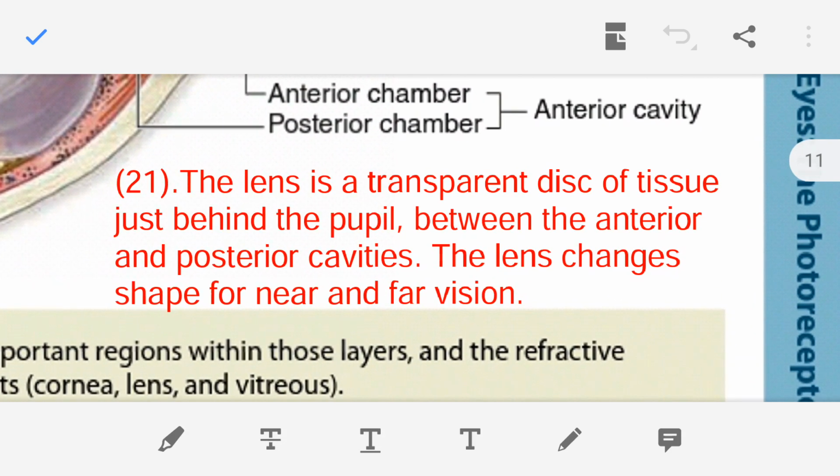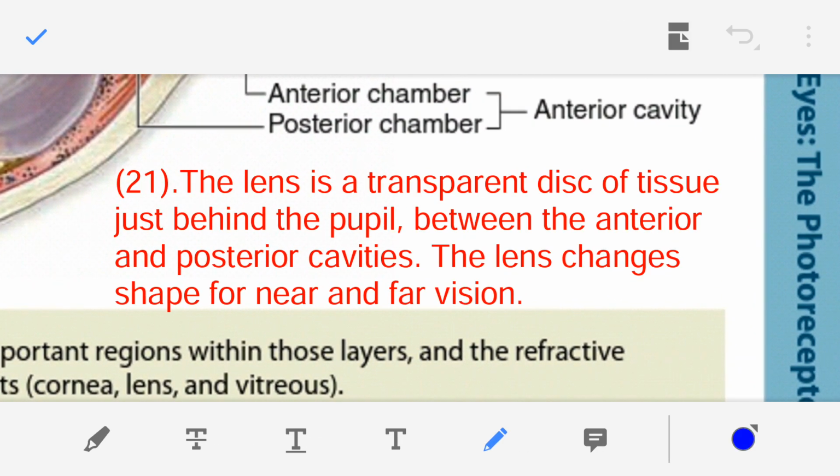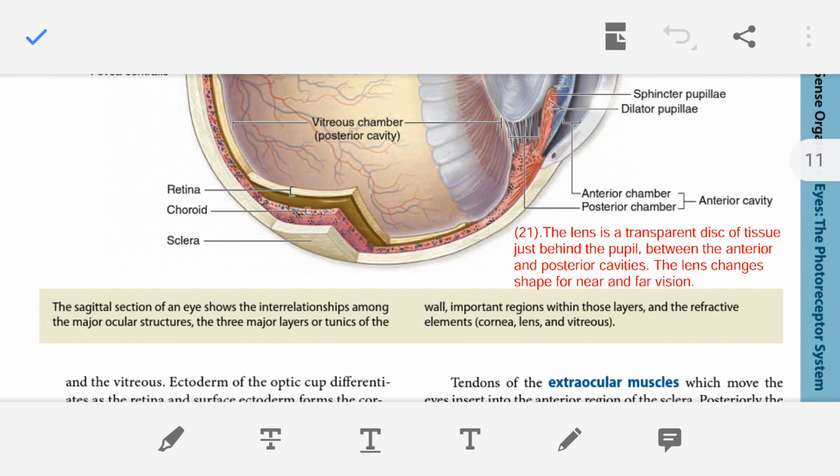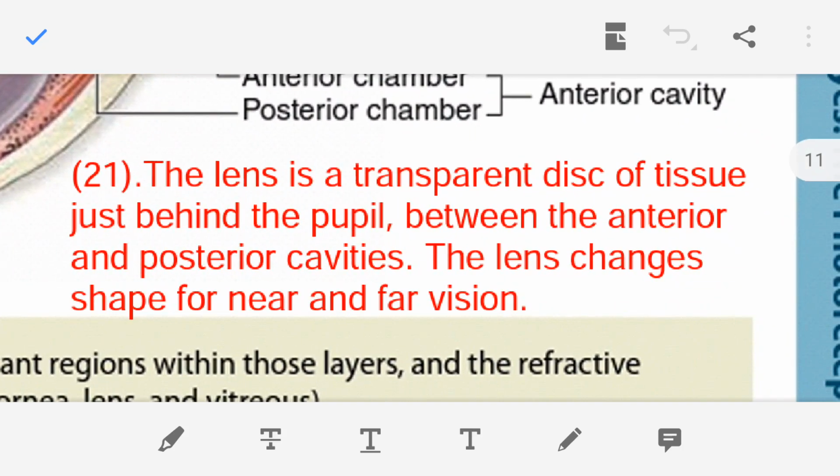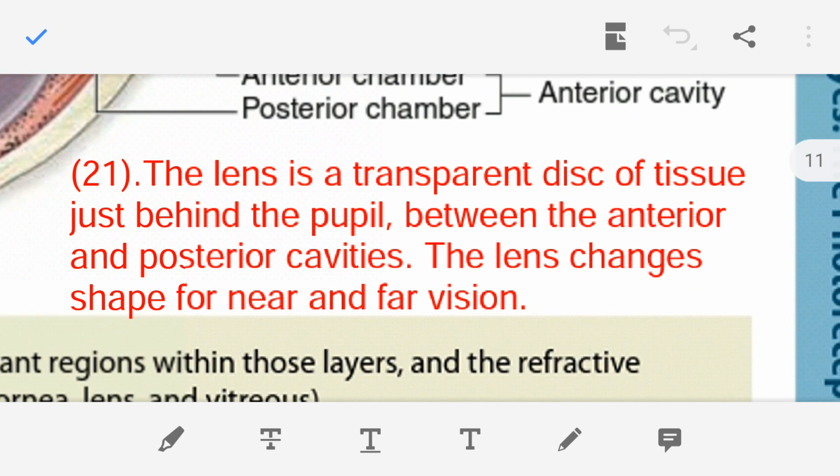Now the location of the lens. The lens is present between the anterior and posterior cavities, and the lens can change its shape for near and far vision. For objects very close to us and far away objects, when we want to look at them, the lens can change its shape accordingly.